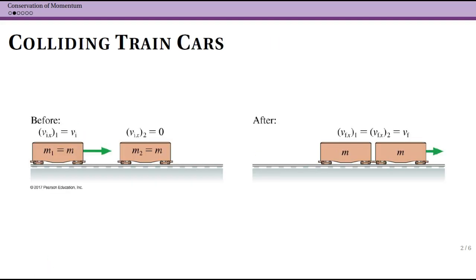So let's do a quick application of conservation of momentum. In this case, we have two colliding train cars. This first car is at rest, the second car is at rest, the first car is moving with some initial speed. And for simplification in this problem, we're going to say that they have the same mass, but that isn't necessarily true. They collide and stick together, and now they're both traveling to the right. So how would we actually figure this out?